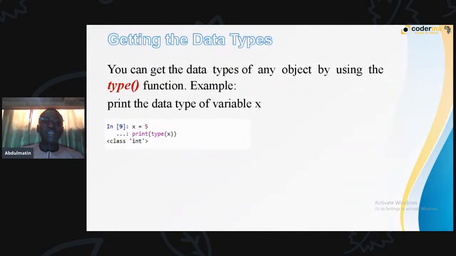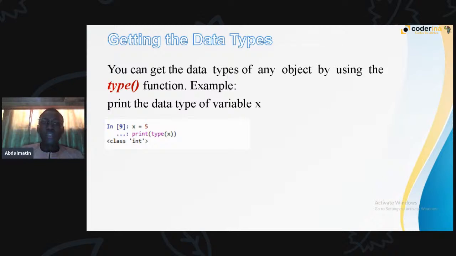Okay, so getting data types in Python. For instance, you can see in the example, I wrote x equals 5, then print type x. You can see it wrote class int. Like I said before, if I assign 5 to x, that means I am automatically saying x is an integer, because 5 is an integer. So it's telling us that the type of x is integer.